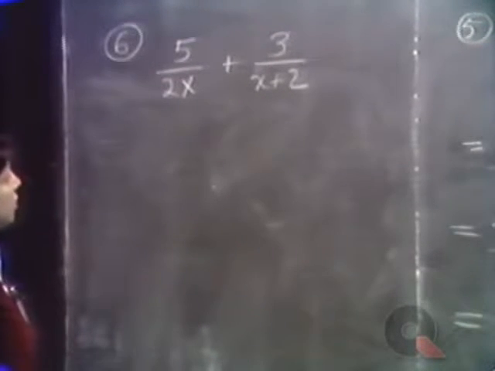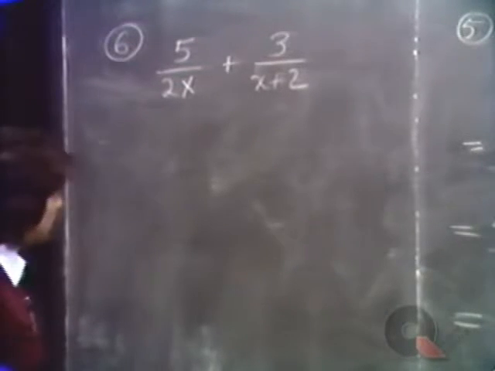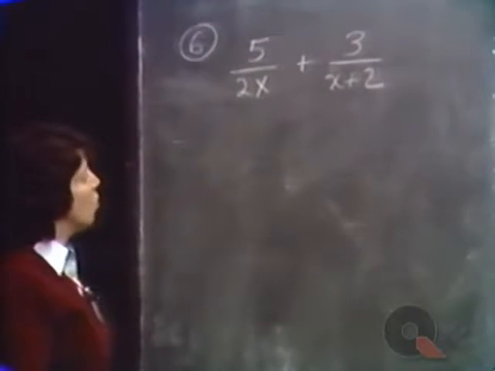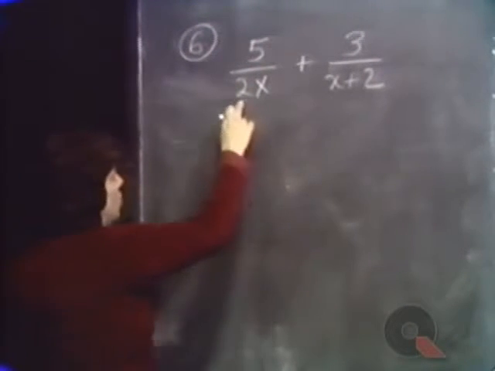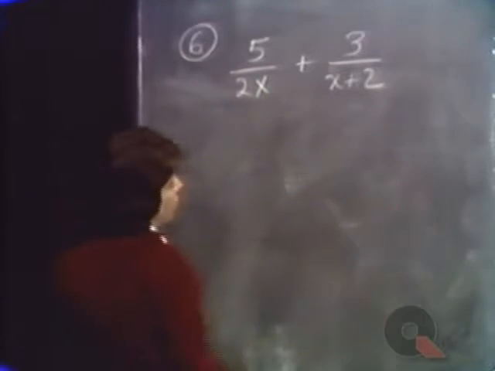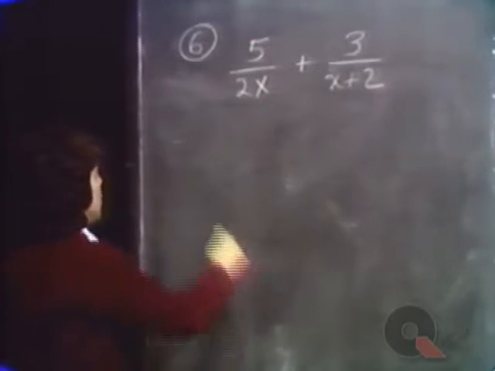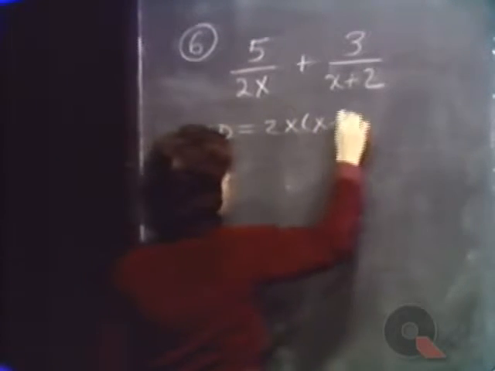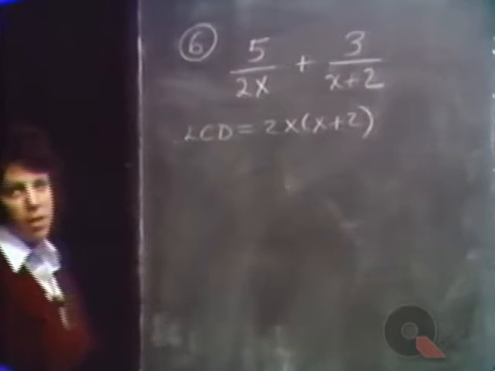The technique for finding the lowest common denominator is to factor each denominator completely, and to take each factor the largest number of times it appears in any one denominator. So here the factors are 2 and x, and here it's x plus 2. There are 3 distinct factors, and the best we can do in this particular case is the product of the denominators, 2x times x plus 2.